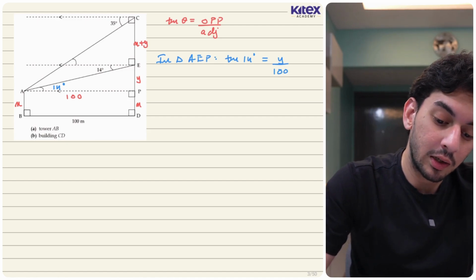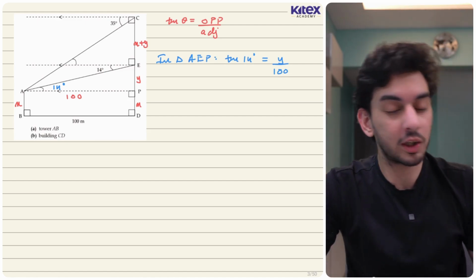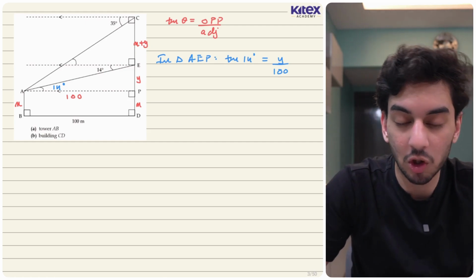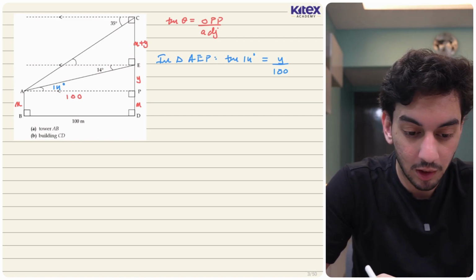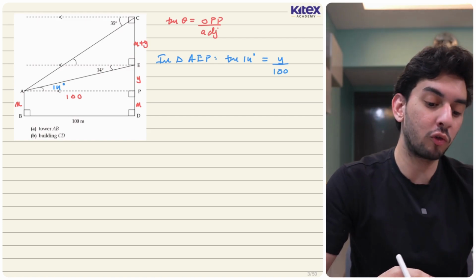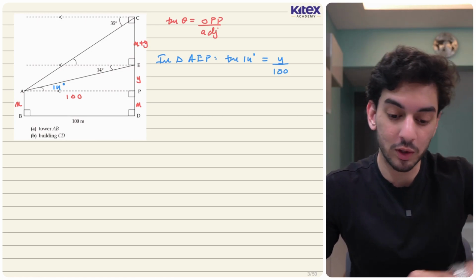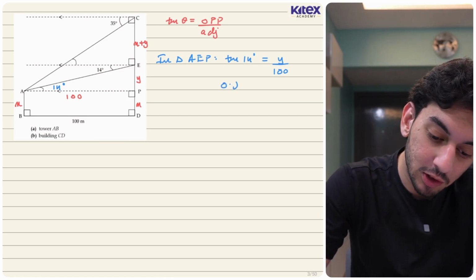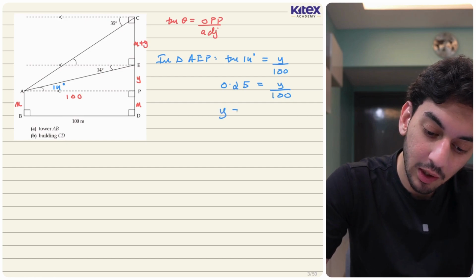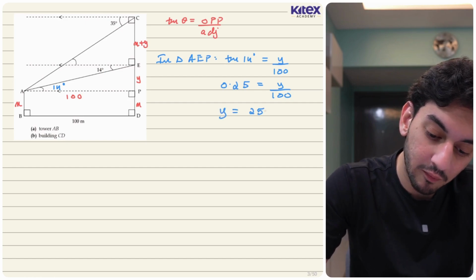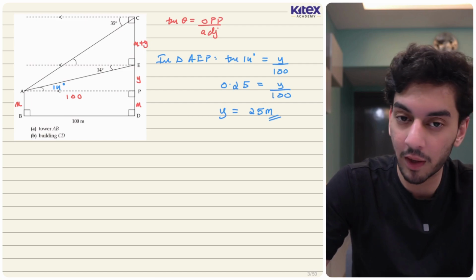Okay, and I don't know what tan 14 is, so I can definitely use mathematical tables, or right now I'm using a calculator to figure it out. You people have to use the tables. So tan 14 is 0.2493. I need to round it off to two decimal places, so I can say 0.25 is equal to y over 100. So when the 100 goes there, it becomes y is equal to 25 meters. Fair enough, I got the value of y.